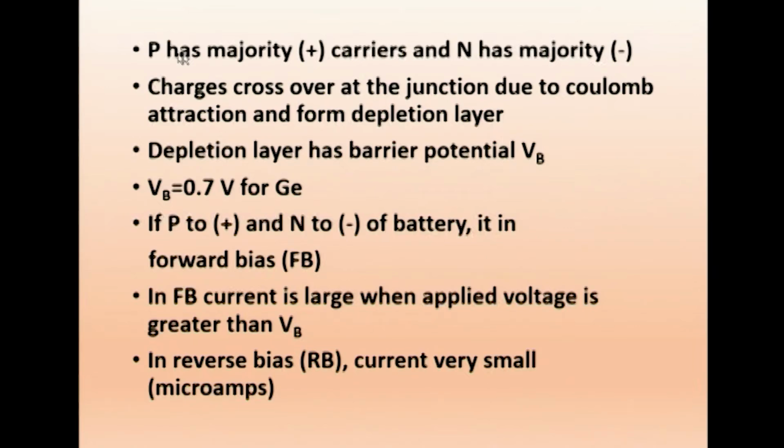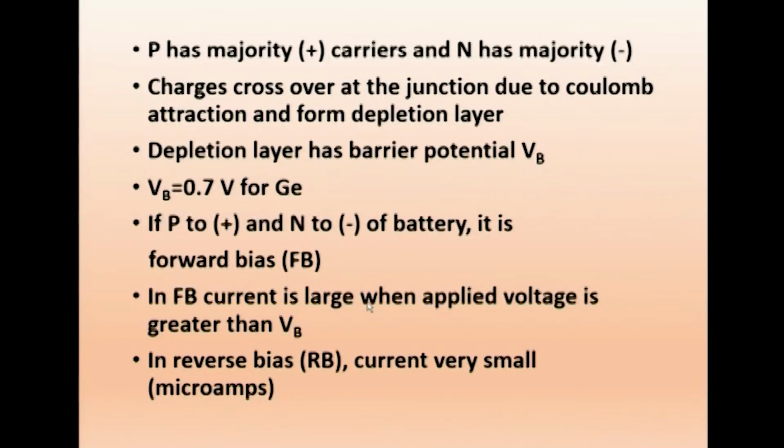So if P is connected to positive and N is connected to negative of the battery, we call it forward bias. P to positive, N to negative. This is called forward bias. In forward bias, that is FB, the current is large when the applied voltage is greater than V_B.